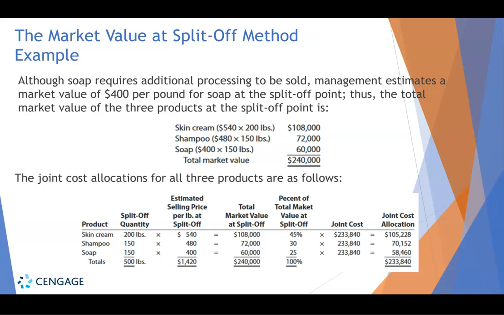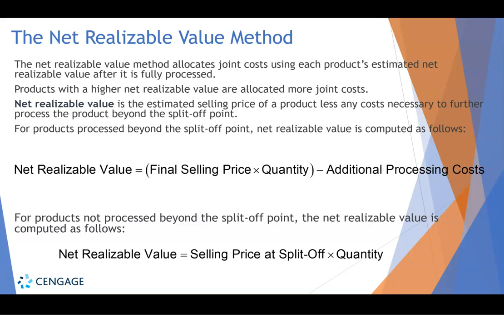When we do this, we see the total market value at split off is $240,000. We would take the portion of the skin cream of $108,000 of the $240,000, and 45% will be allocated to the skin cream. The 30%, the $72,000 divided by $240,000, that 30% will be allocated to the shampoo and 25% to the soap.